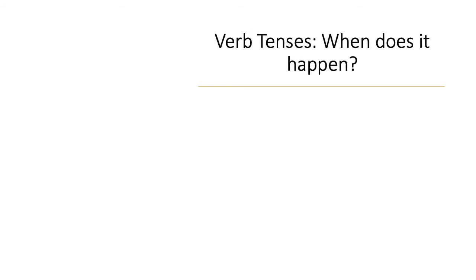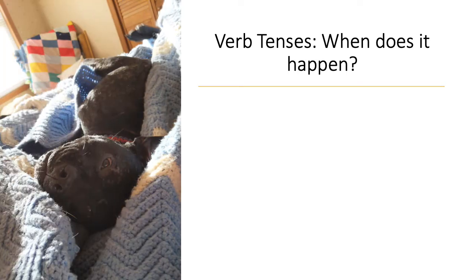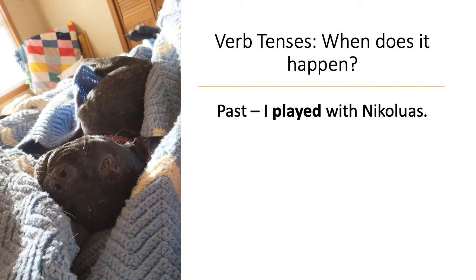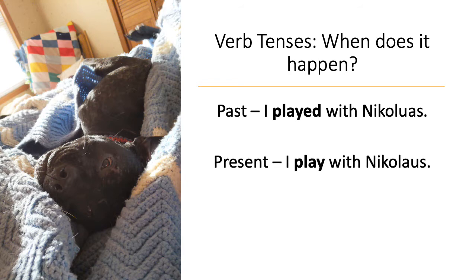We've previously learned about verb tenses. That means, when does it happen? When does an action happen? So, I have my friend Nicholas here to help me today. If we're using the past tense, I would say, I played with Nicholas. I have an ed ending at the end of the word played. If I'm talking about right now, the present, I would say, I play with Nicholas. The verb does not change.